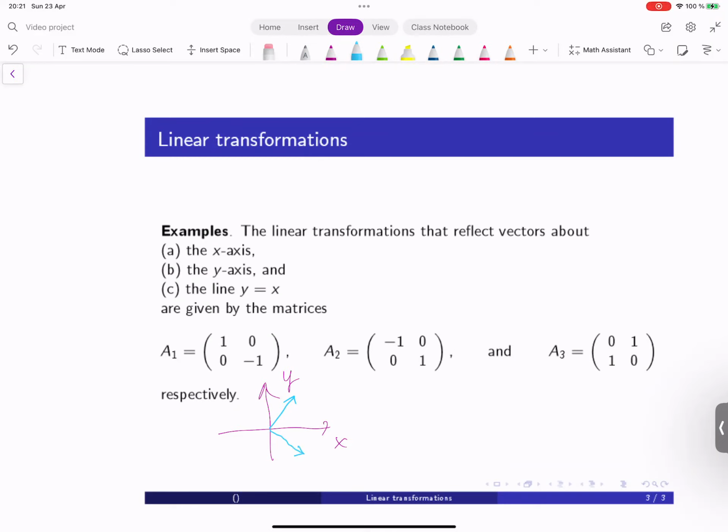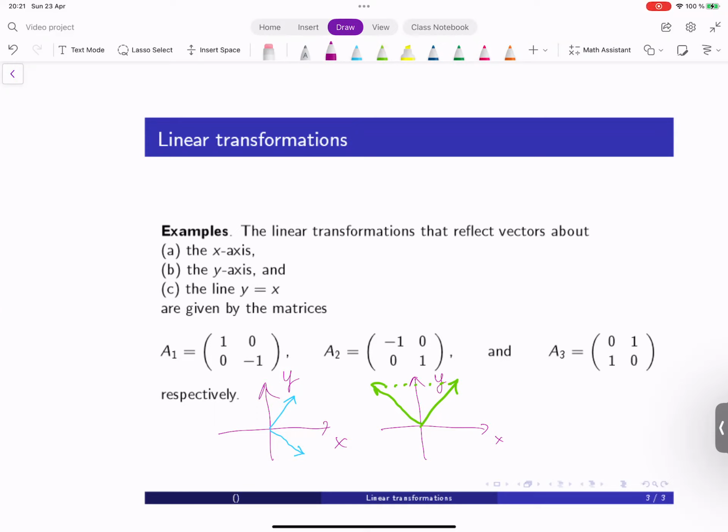And then in the second example, we'll be talking about the reflection about the y-axis. So in this case, the vector we will take here will be reflected and giving us the vector somewhere here.